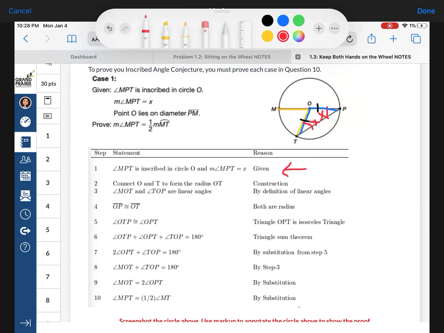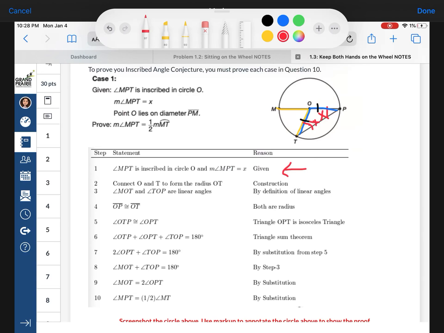This is the process that we're taking to come up with the proof. So this is all logical reasoning, not just random statements. And I hope you're following. Step 6 says that angle OTP plus OPT plus TOP is equal to 180 degrees. And why is that the case? Because these are all three angles inside of this triangle that you can see in the picture. And remember, angles inside of a triangle add up to 180 degrees.